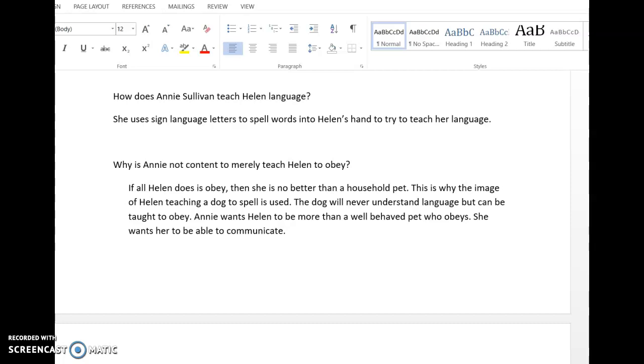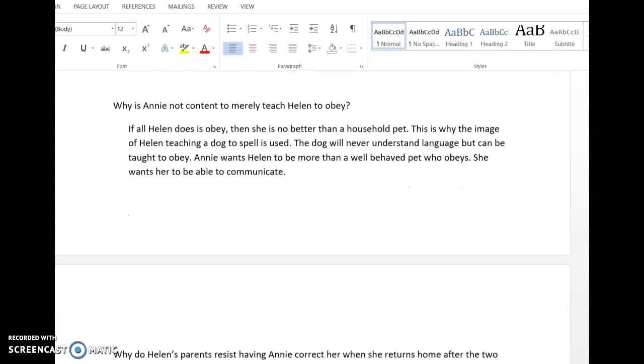That's why the playwright uses the image of Helen teaching the dog how to spell. The dog's never going to understand language, but the dog can be house trained, taught to obey, taught tricks and things. Annie wants Helen to be more than just a well-behaved pet who obeys, and that's kind of where her parents are happy to have her at. But she wants Helen to be able to actually communicate, to express her ideas and be able to understand other people. So that's why she's not completely happy with just having her have table manners and things.